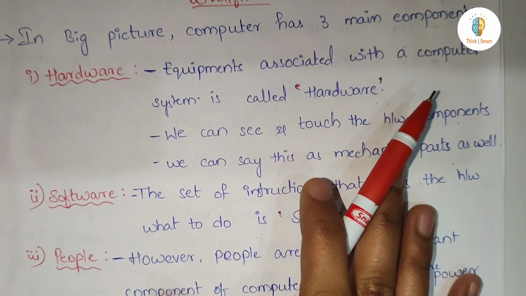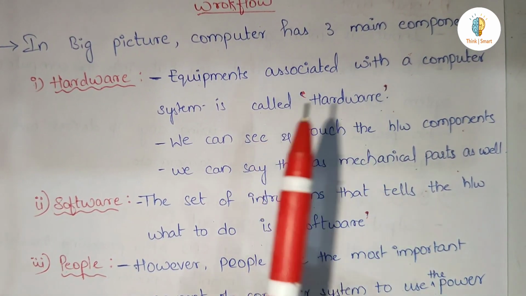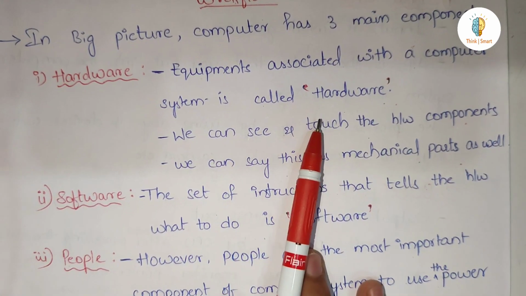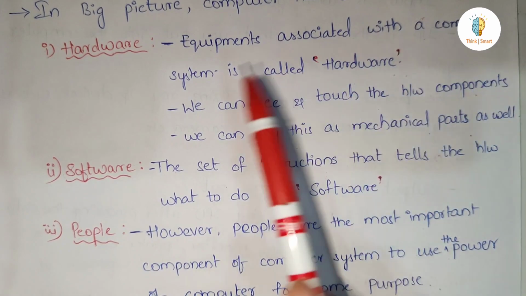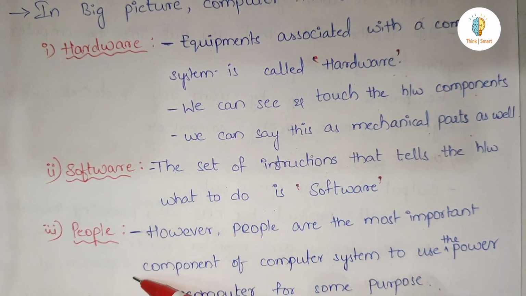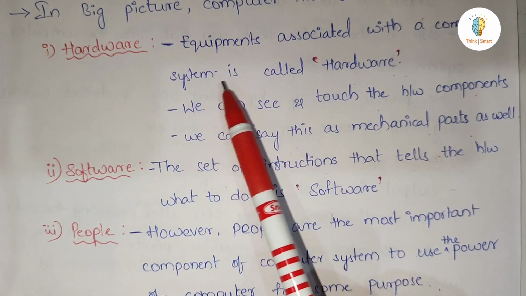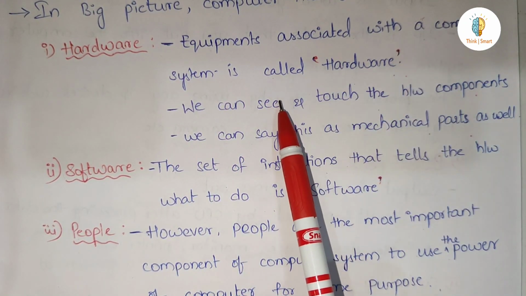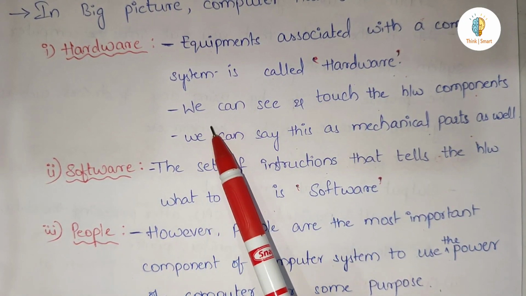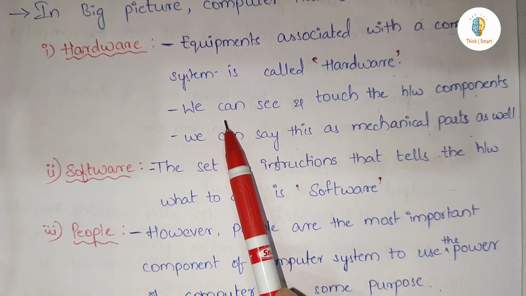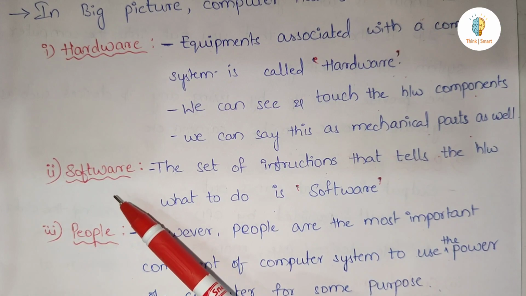Now let us see the computer components in a big picture. It is not the basic components of the computer, but in a big picture the computer has three main components: hardware, software and people. What do you mean by hardware? Hardware is the equipment associated with a computer system such as motherboard, screen. These hardware components can be seen and can be touched.